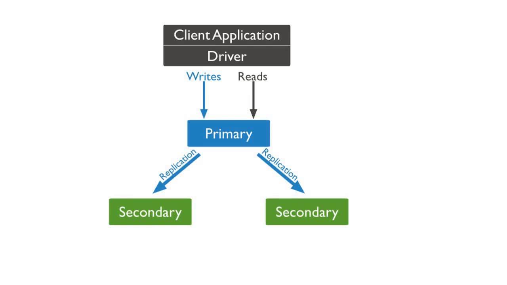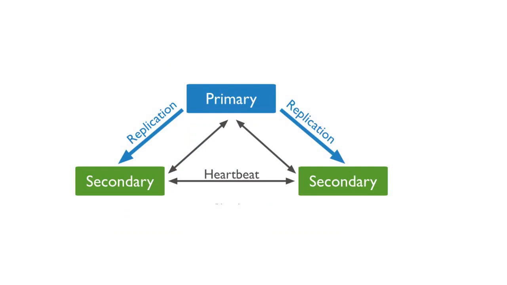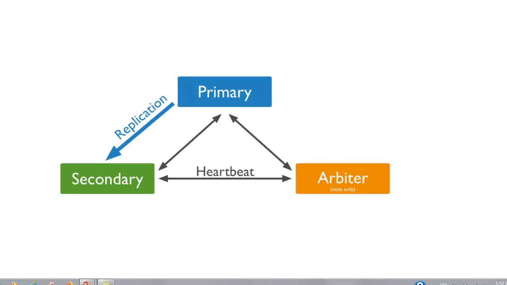An arbiter participates in elections but does not hold the data. It does not provide data redundancy. You can see here in this figure that in case of the unavailability of the primary, the secondary node, whichever is eligible, will try to become the primary according to the arbiter. So here, according to this particular arbiter, the secondary will be electing a particular primary.